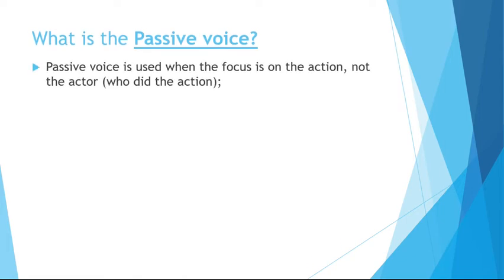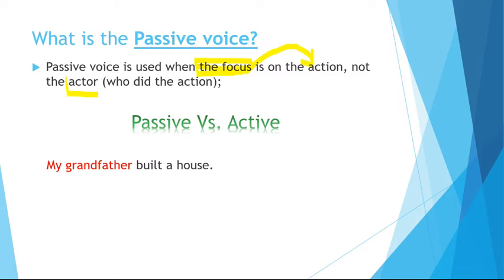Why do we use the passive voice in the first place? What is the passive voice? We use the passive voice to change the focus of the action, to focus more on the action rather than the actor or the doer of the action. So instead of mentioning or focusing on who did the action, we focus on the action itself. This example clarifies the idea.